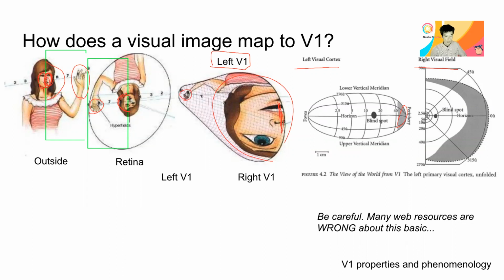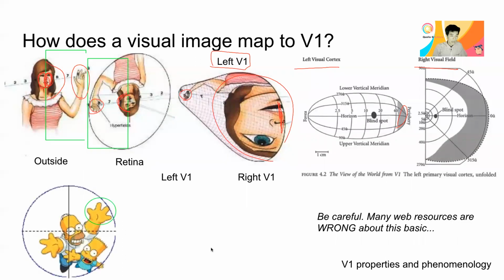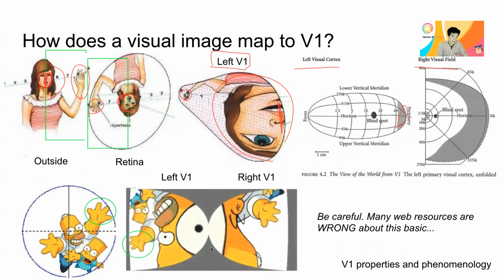Okay, and similarly, if you show this kind of figure of the Simpsons, then left and right visual field V1 will see this image this way. And as I said here, sometimes I noticed that the web resources are wrong about this basic kind of fact. So just be careful, but come back to this depiction. That should be correct.